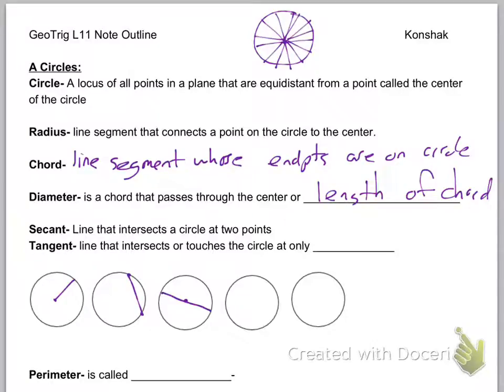The next one, guys, and the definitions are almost given to you here. The first one is a secant. A secant is a line that intersects a circle at 2 points. Wait. Mr. Konchak, isn't that a chord? Yeah. No. What's the difference between a secant and a chord? Because I'm going to say it's pretty much the same thing, but they're not.